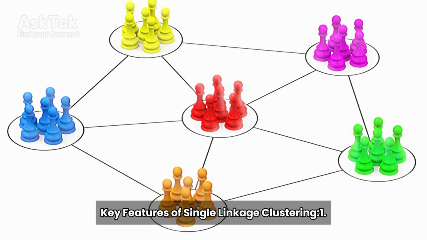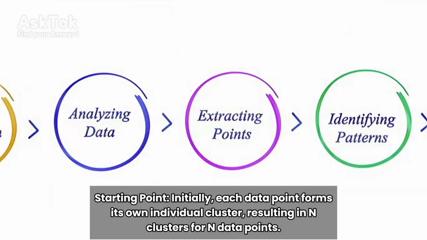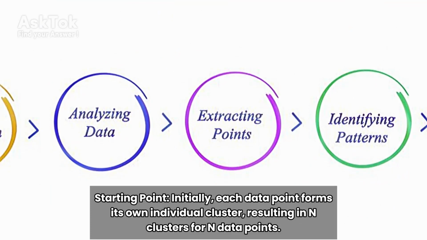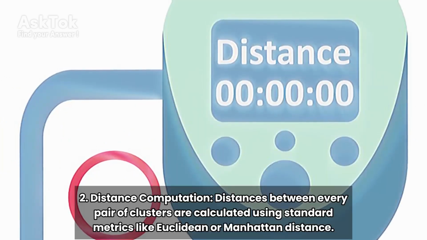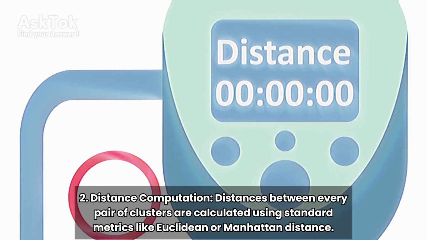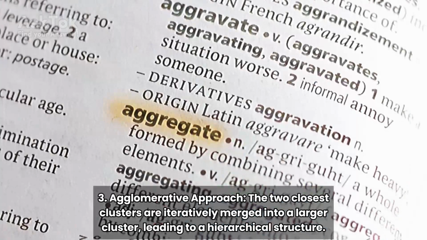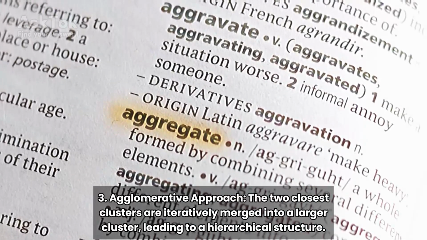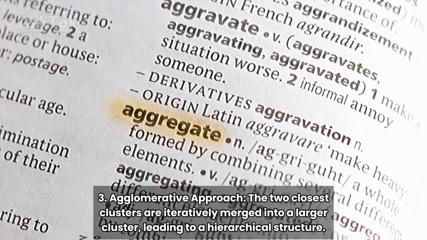Key features of single linkage clustering. 1. Starting point. Initially, each data point forms its own individual cluster, resulting in n clusters for n data points. 2. Distance computation. Distances between every pair of clusters are calculated using standard metrics like Euclidean or Manhattan distance. 3. Agglomerative approach. The two closest clusters are iteratively merged into a larger cluster, leading to a hierarchical structure.